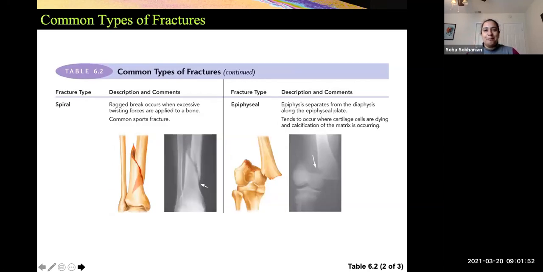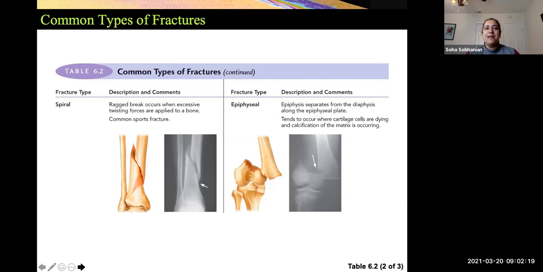A spiral fracture. A spiral fracture is when your bone is twisted. This is extremely common in athletes because if we think about, let's say, an athlete running in a straight line and somebody hits them from the side, it causes the bone to create this twisting motion, and that creates what we call the spiral fracture. So again, common in sport injuries.